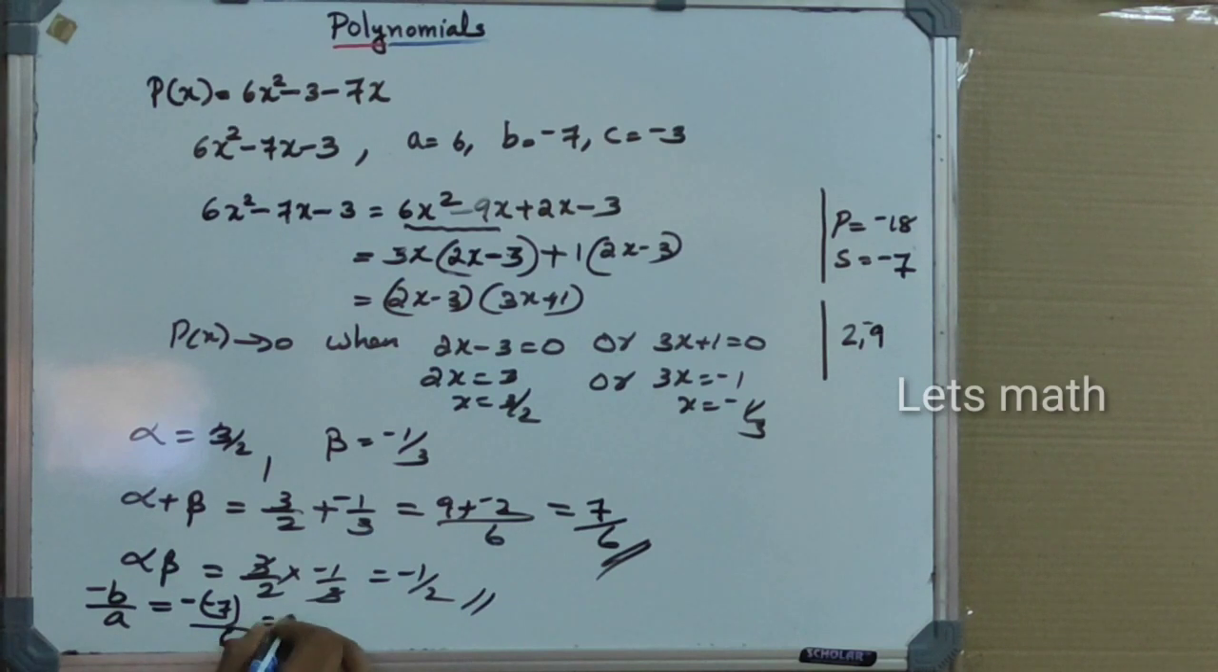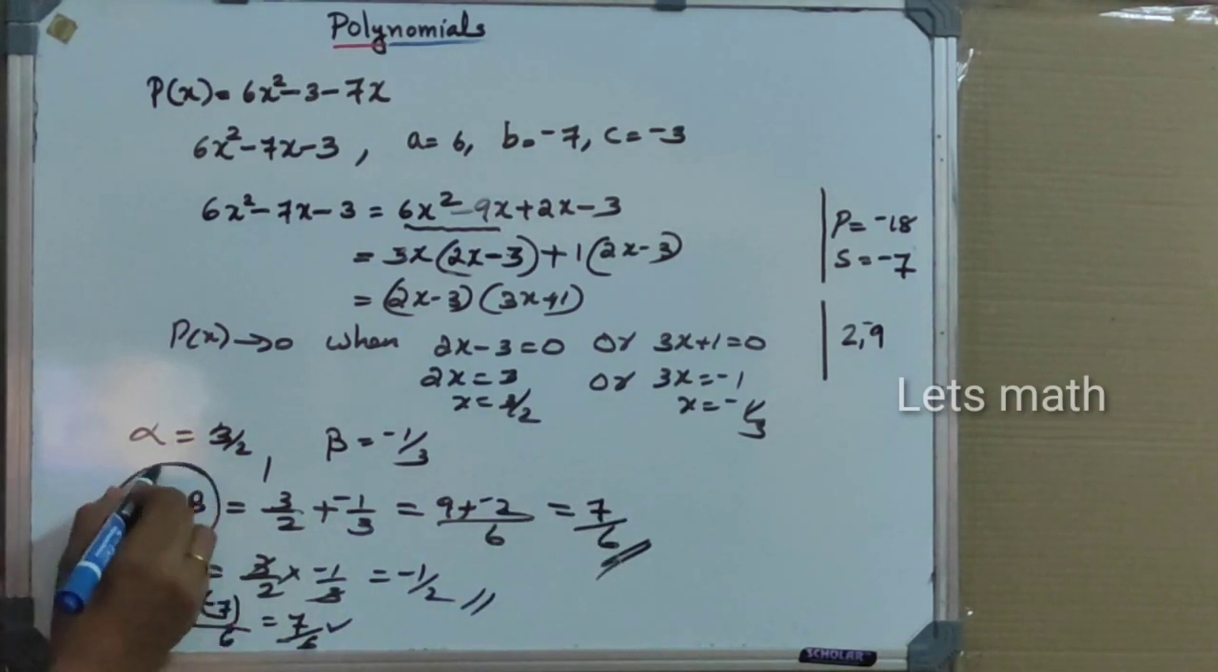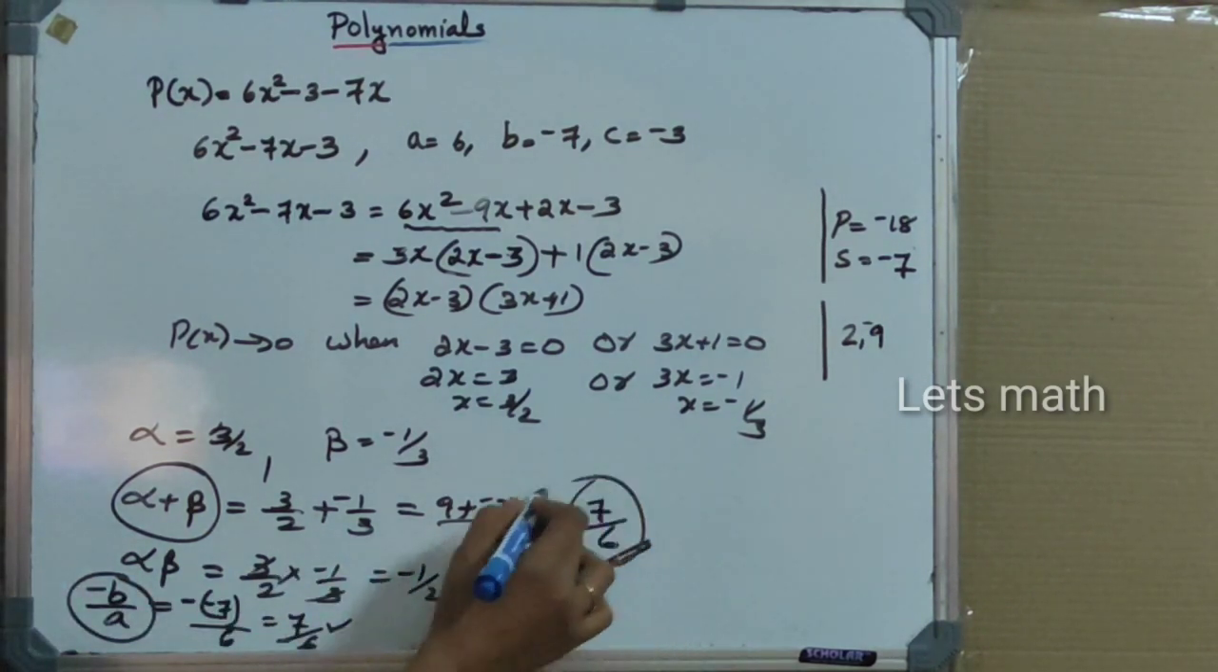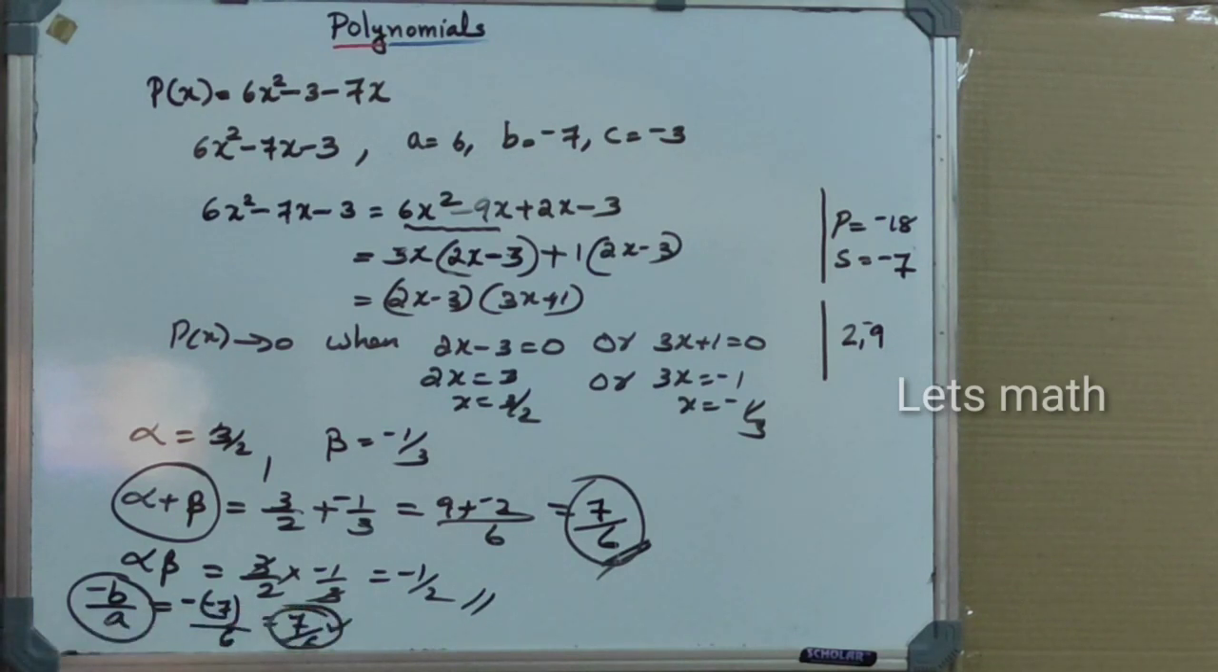Okay, so it is minus of minus 7, which is positive. Minus of minus is positive. So 7 by 6. Here minus b by a is 7 by 6, and alpha plus beta is also 7 by 6. So alpha plus beta and minus b by a are equal. Verified. 7 by 6 here, and 7 by 6 there.